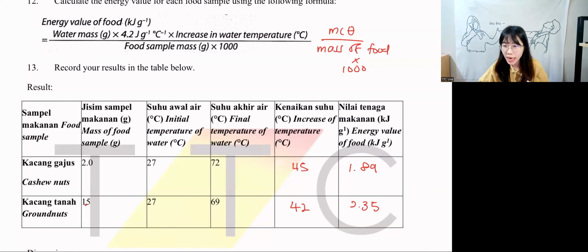If you want to put it into 3 decimal places, for example, let's say your answer is 2.352. And if the other answer is only 1.89, you have to add a 0 over here.